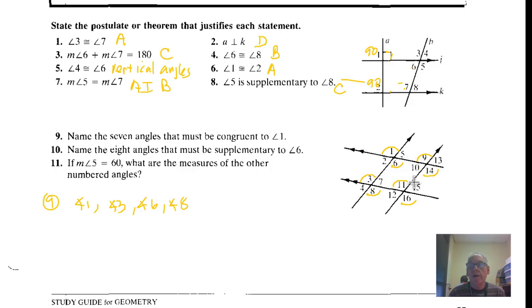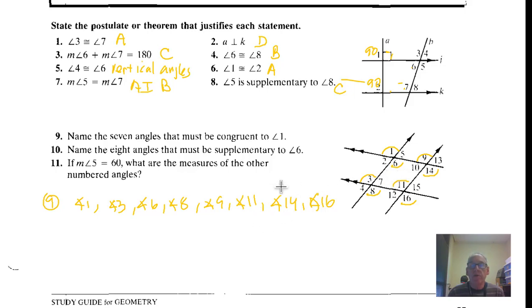We've got 9 and 11. And we have angle 14 and 16. See if there's 7. 1, 2, 3, 4, 5, 6, 7, and then angle 1 makes 8. Okay, so those are the angles that have to be congruent to angle 1.